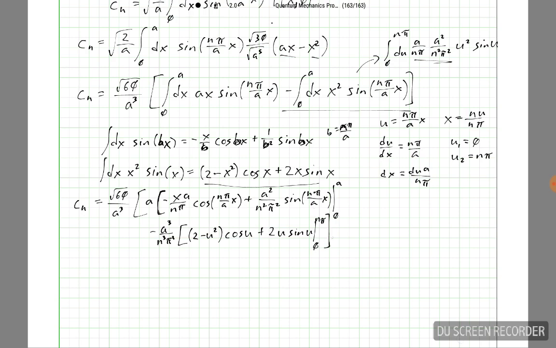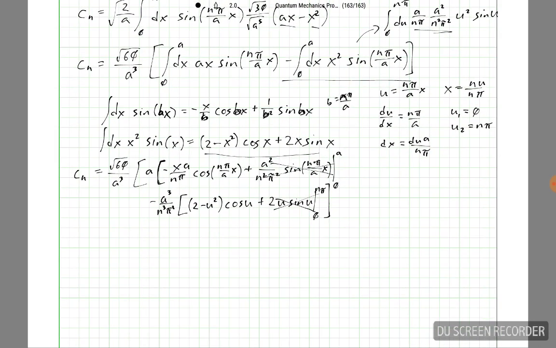Again, as you can see, with those limits, sine of 0 is 0, and then if I have sine of n pi, it is going to go away. So if I evaluate at these limits, my sine term just goes away because it doesn't exist in either of those limits. My second sine term also is going to go away because it's also going to be sine of 0, which is 0, and sine of n pi, which is 0.